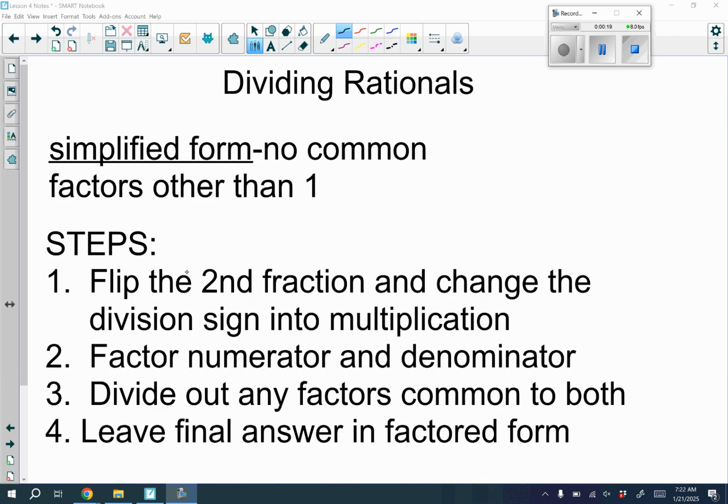The one step beforehand is that we actually will flip the second fraction and change the division sign into multiplication. That is it. After that, you do the exact same thing. We're going to factor every numerator and denominator that we can. Remember, don't forget to ask yourself if there's a greatest common factor. Divide out any factors common to both. So we want to make sure our answer is in that simplified form, so no common factors other than one, and then we'll leave our answers in that factored form.